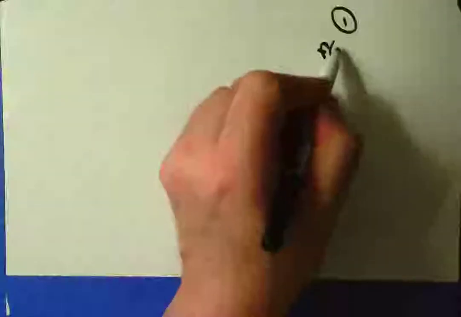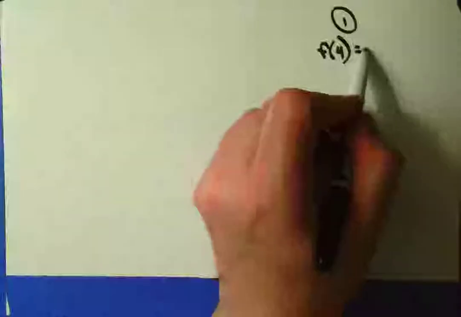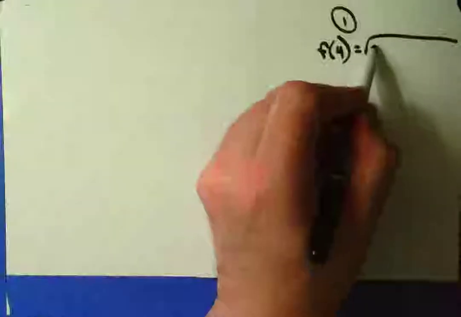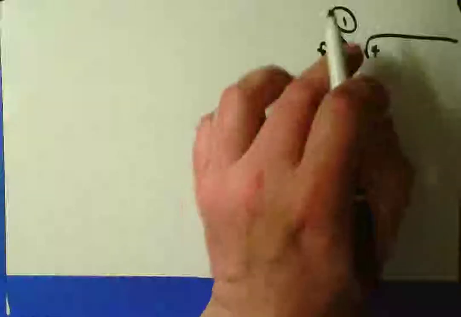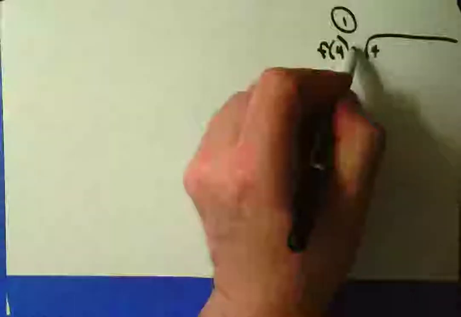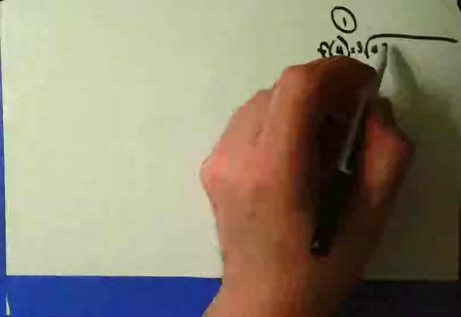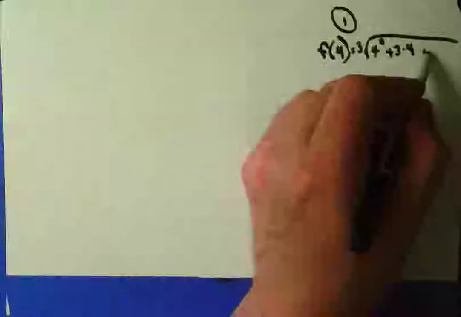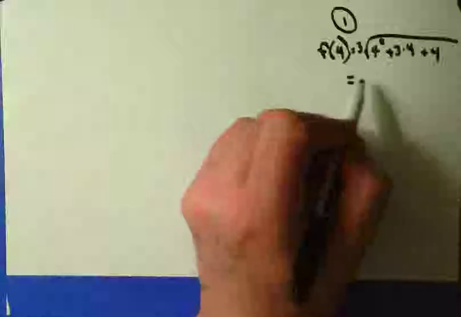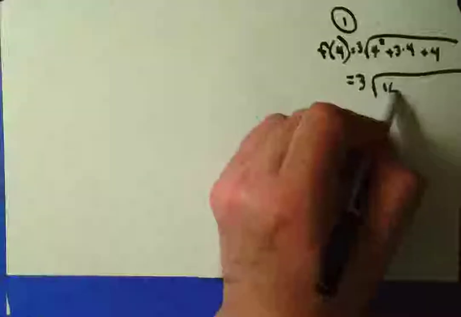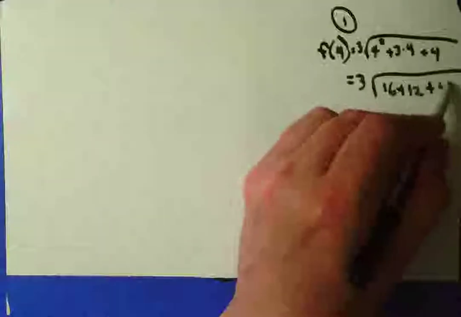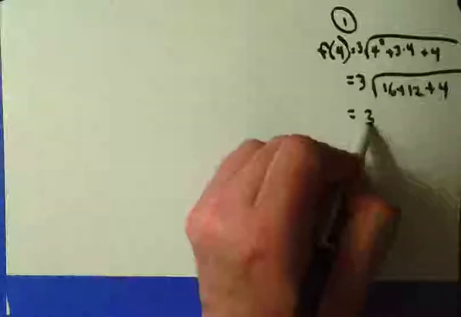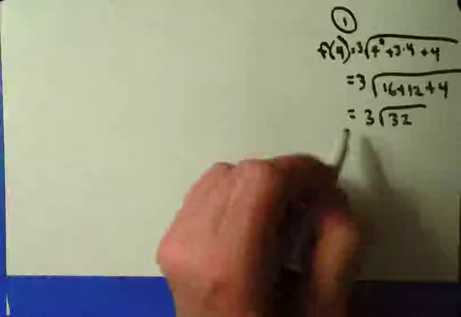One says, find f of 4. Well, f of 4 means I plug a 4 in for all the x's of f of x. So, don't lose that 3. 4 squared plus 3 times 4 plus 4, which is 3 times 16 plus 12 plus 4, which is 3 times square root of 32.